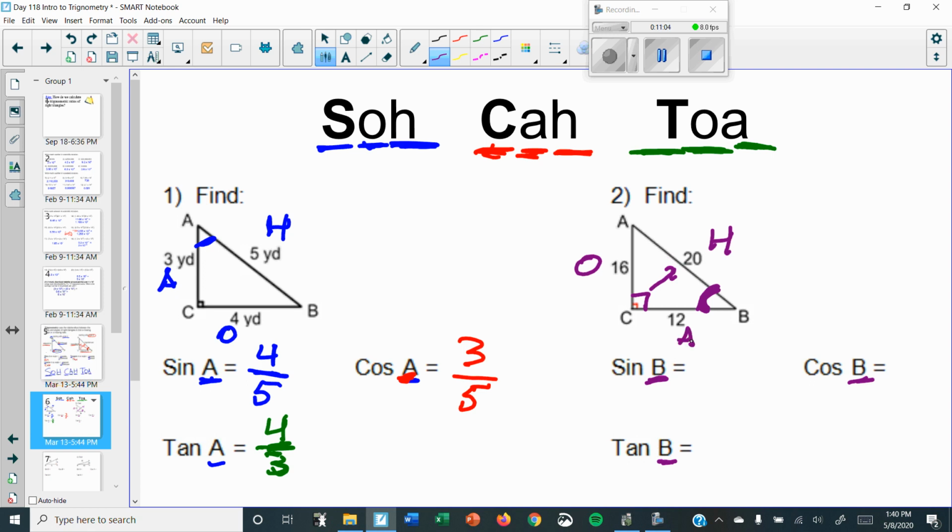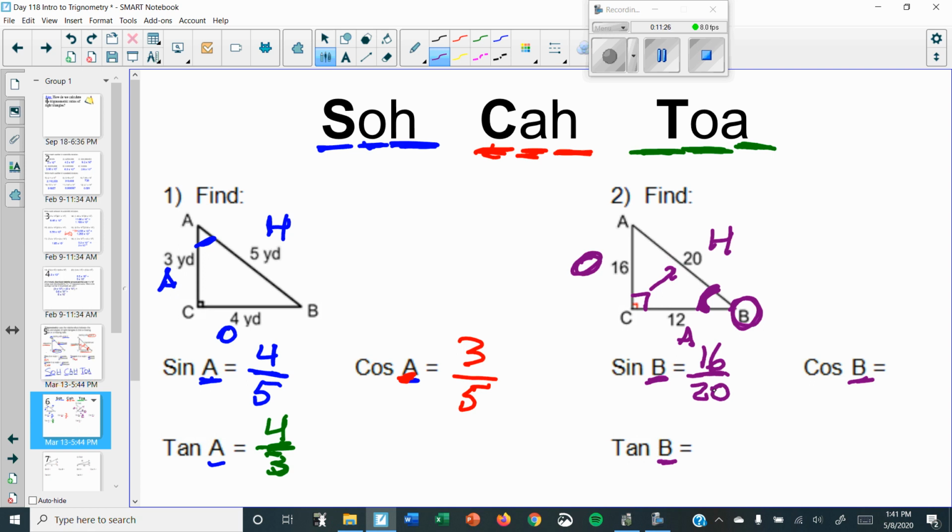Usually kids mix up opposite and adjacent. Remember, the opposite side will never be touching the angle that you're talking about. So if we're talking about angle B, the opposite side won't touch B. So sine is opposite over hypotenuse. Opposite over the hypotenuse. Come on.